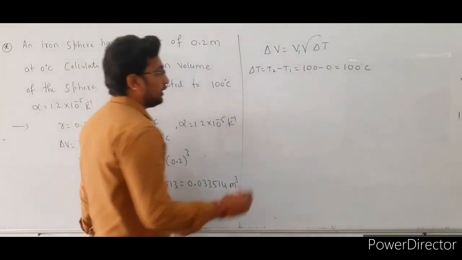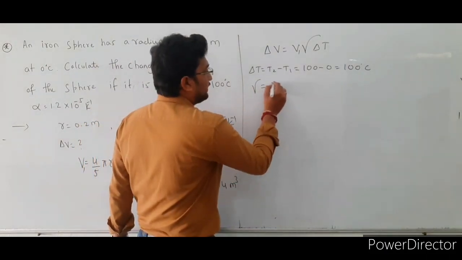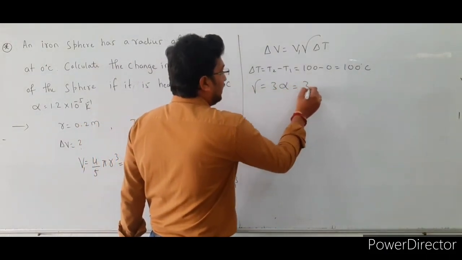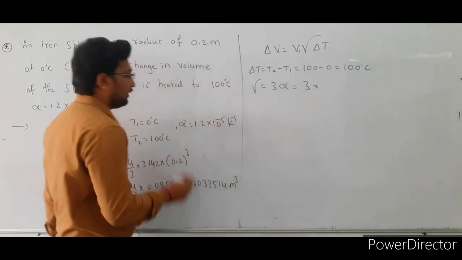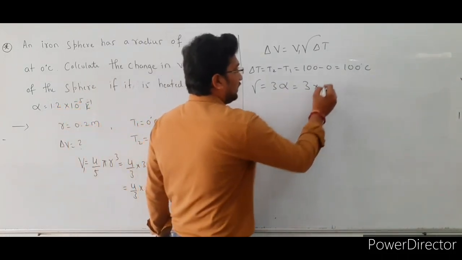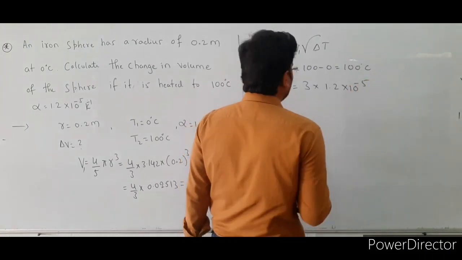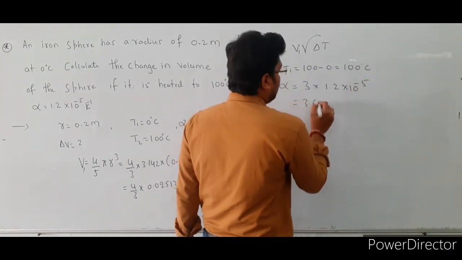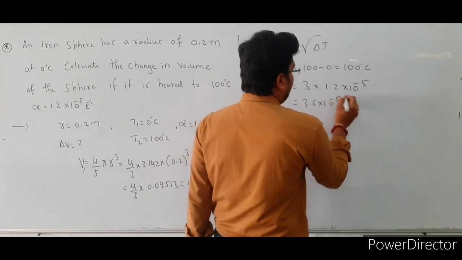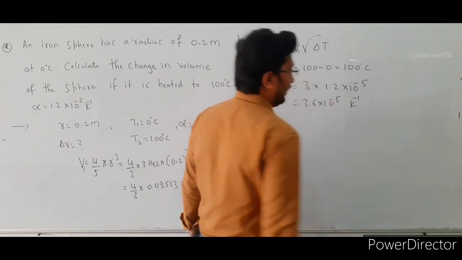So next we are going to find out the gamma value. So gamma is equal to 3 times alpha. Here 3 as it is, and the alpha value is 1.2 into 10 to the power of minus 5. So this is equal to 3.6 into 10 to the power of minus 5 per Kelvin, right?